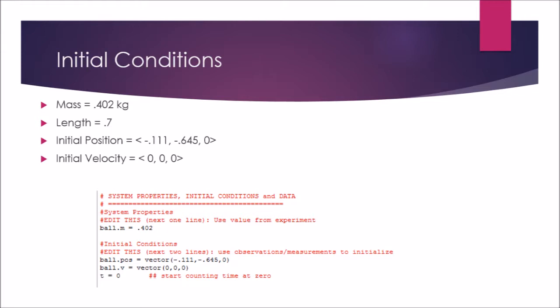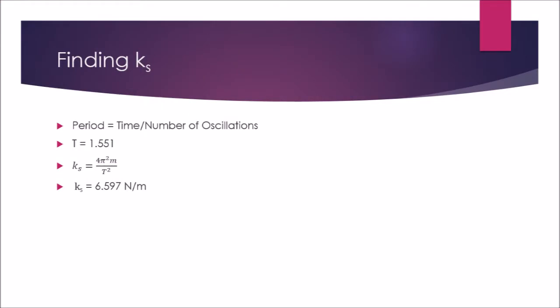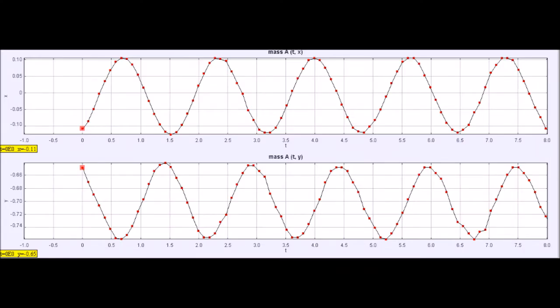spring. Using Tracker, we were able to find the initial position of the spring. The length of the spring was used to calibrate Tracker, and the position data gained from the video was put into a CSV file. To find Ks, we first had to find the period. The period was found by taking the length of time between 3 oscillations and dividing that by the number of oscillations. The period was found to be 1.551 seconds.